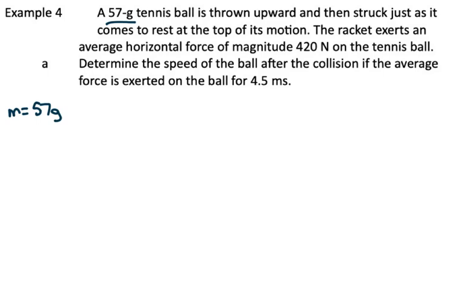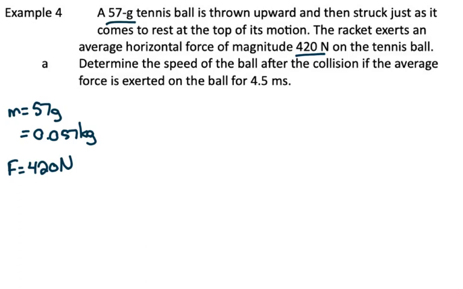So what we have is a 57-gram tennis ball. Now, before I move on off of that, anytime we do calculation, we do need mass in kilograms, and because there's 1,000 grams in 1 kilogram, we'll divide by 1,000 and get 0.057 kg as the mass. Tennis ball is thrown upward, then struck just as it comes to rest at the top of its motion. The racket exerts an average horizontal force of 420 newtons on the tennis ball.